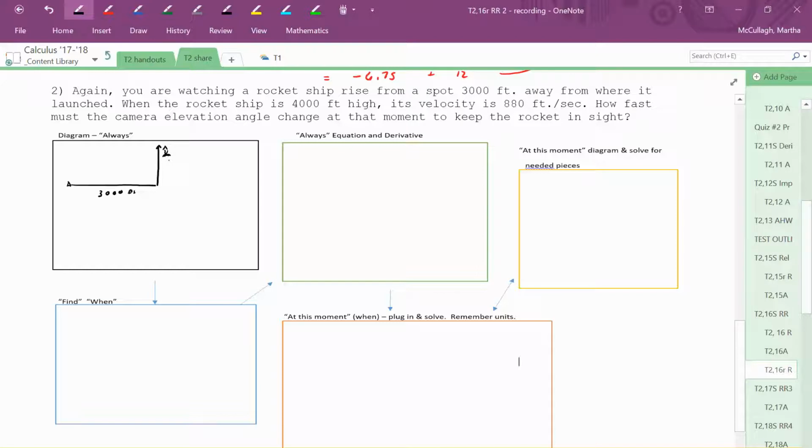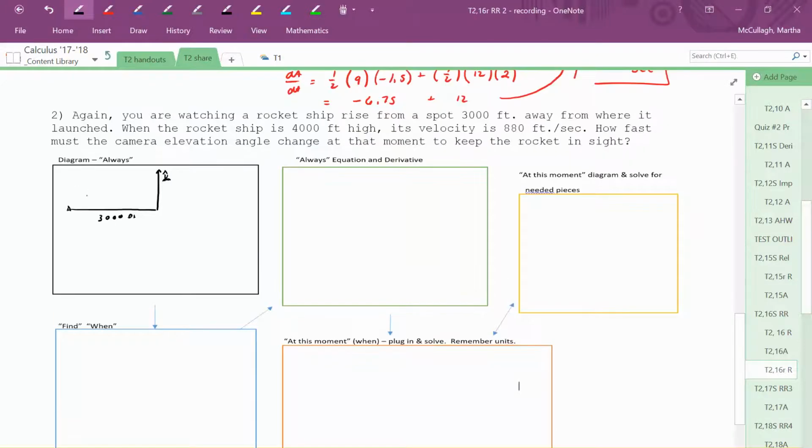From where it is launched, when the rocket ship is 4,000 feet high, its velocity is 880 feet per second. I'm not going to put that in my always box because that's not an always. It doesn't stay at 4,000 feet in the air. What we want to know is how fast must the camera elevation angle change. So we've got our camera moving to look at this rocket.